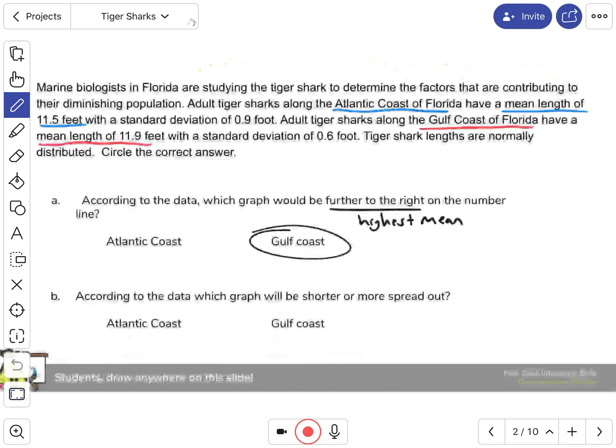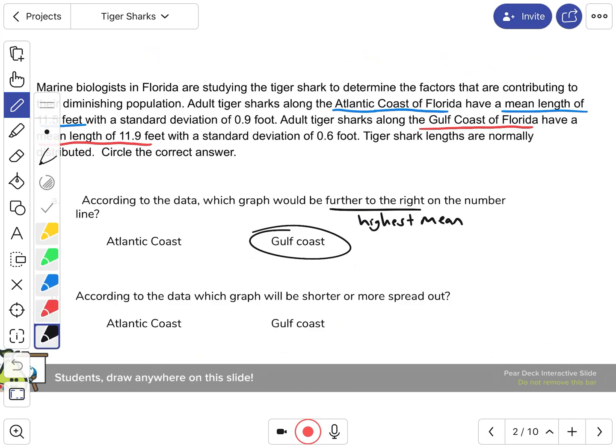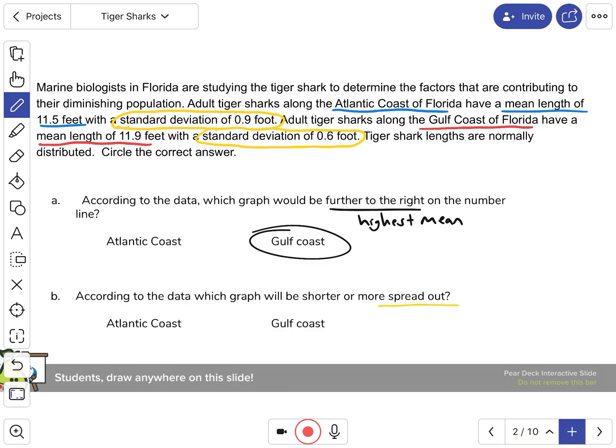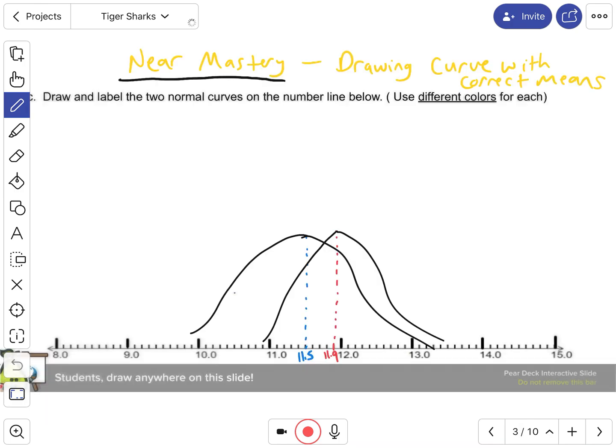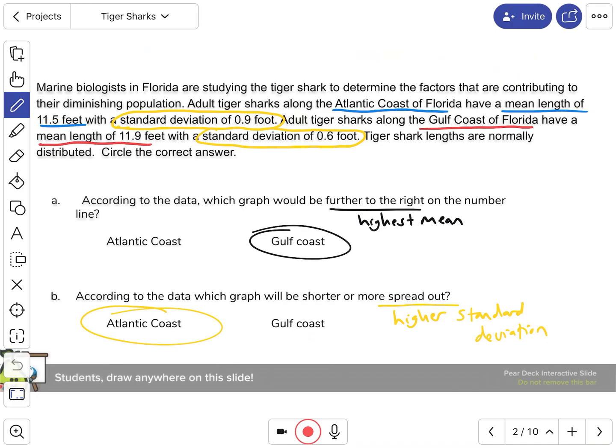Now, when you look at the standard deviations, though, it gives you a different story. The standard deviation on the Atlantic coast is more than the standard deviation of the Gulf Coast, which means it is more spread out. So the more spread out, the higher the standard deviation. And the graph with the highest standard deviation is the 0.9 foot Atlantic coast of Florida. So this is the higher standard deviation, so that one would be more spread out.